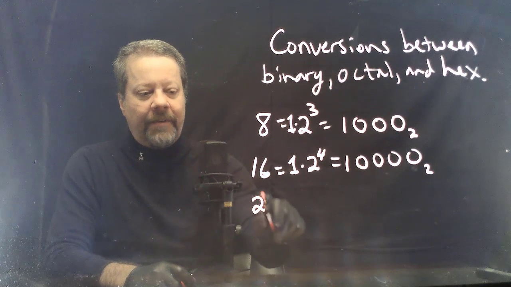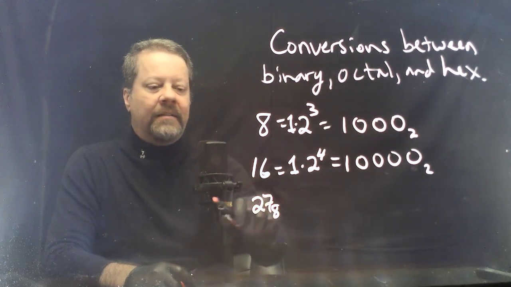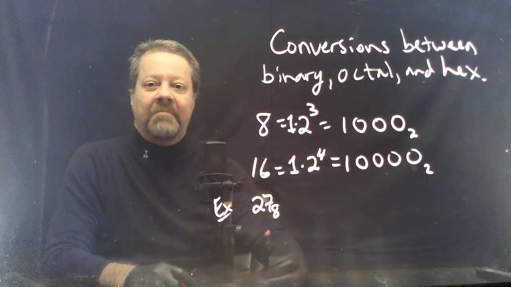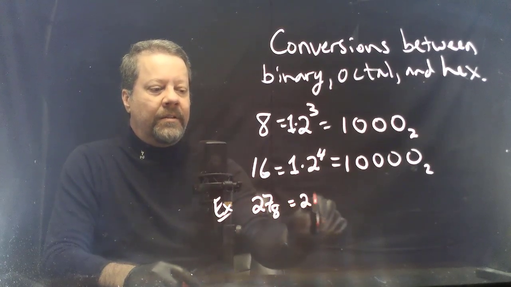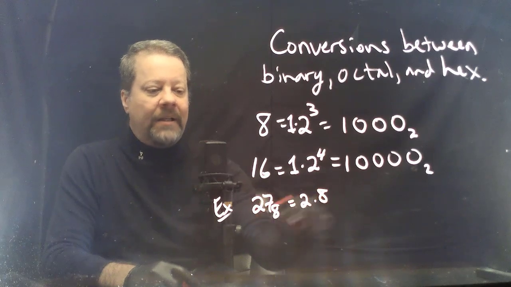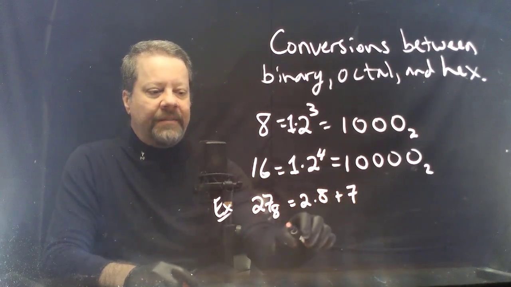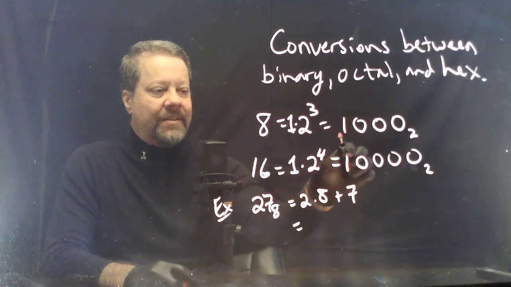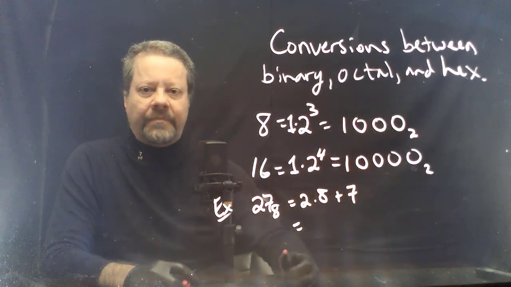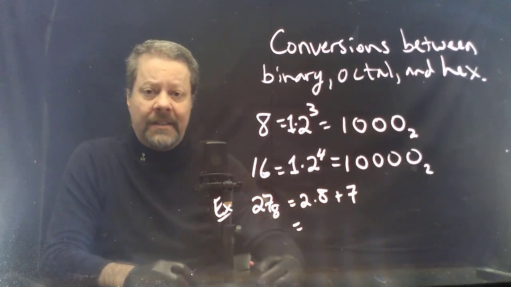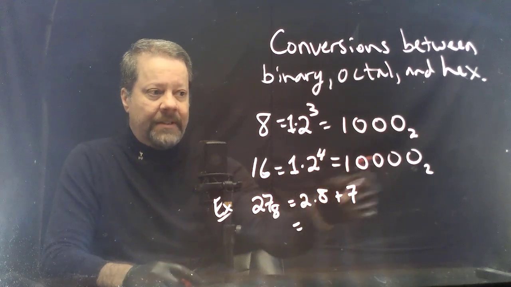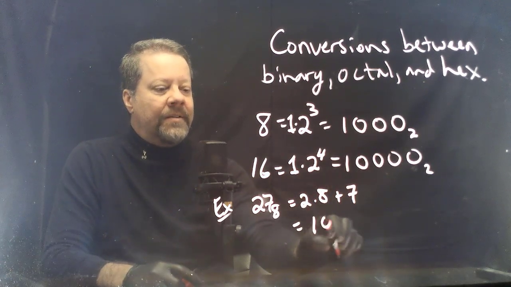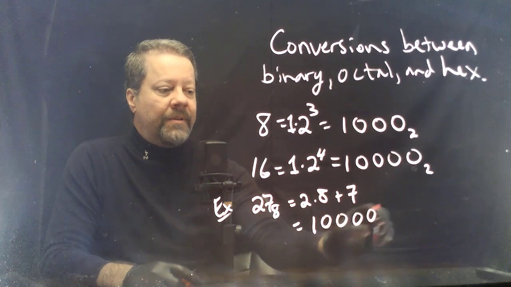Let's see if we can convert 27 in base 8 to binary. So this is going to be 2 times 8 to the 1 plus 7. Well, 8 is going to be 1, 0, 0, 0. And we're going to have to double that. If you double that, you end up with, well, this down here. 1, 0, 0, 0, 0.